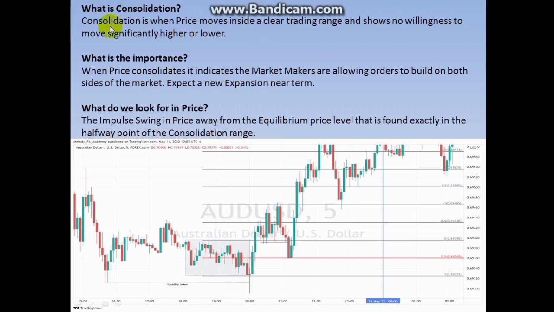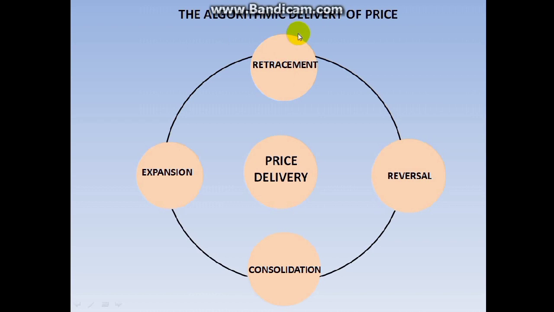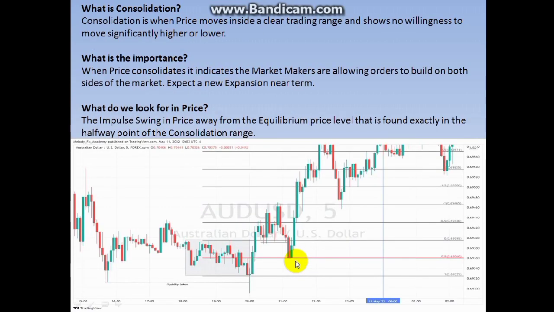Remember, for us to understand the algorithmic delivery of price on a day-to-day basis, we have to understand how price is being delivered in the marketplace, and we all know this revolves around consolidation. In other words, without consolidation, for us as smart money traders, there is no trade for us on that very day. So we have to have some level of consolidation. Now we are about to learn why consolidations are very important.